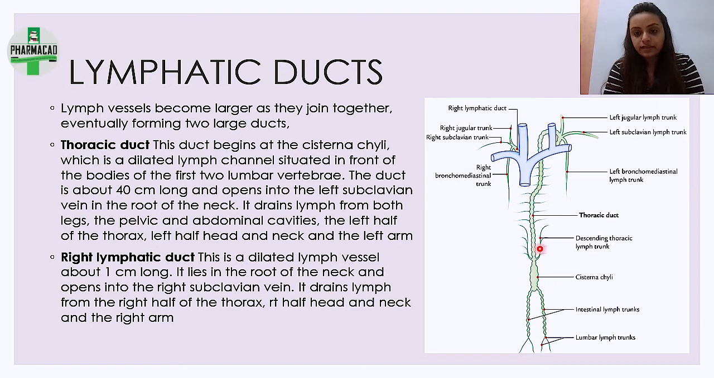The whole thoracic duct, from here to here, is around 40 centimeters long, and ultimately this duct is going to open into a big vein. Here you can see the thoracic duct going upwards, and it opens into the left subclavian vein.